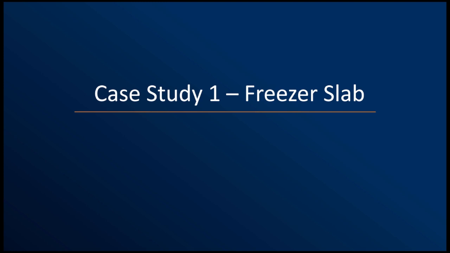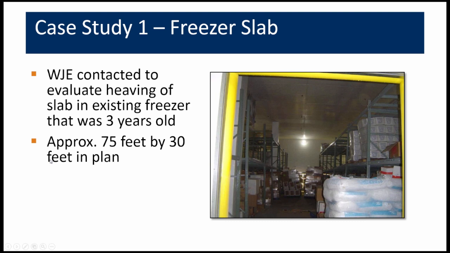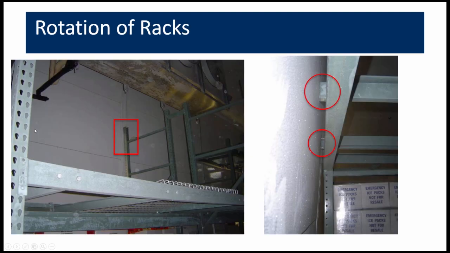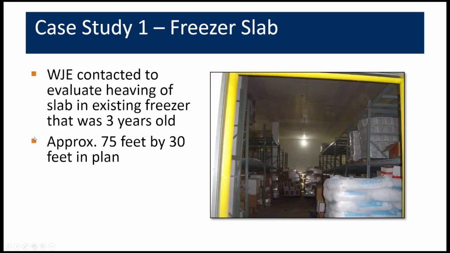We're going to look at two case studies that I worked on where we actually did slab replacements. The first one is a freezer slab, which was a little bit unique project. We were contacted to evaluate heating of the freezer slab itself. It was 3 years old, but the first thing that prompted our involvement was they were worried about the freezer enclosure itself. The racks that you can see in this photo are rotating outward and imparting load horizontally on the freezer walls, and they were concerned that the freezer itself could come down.